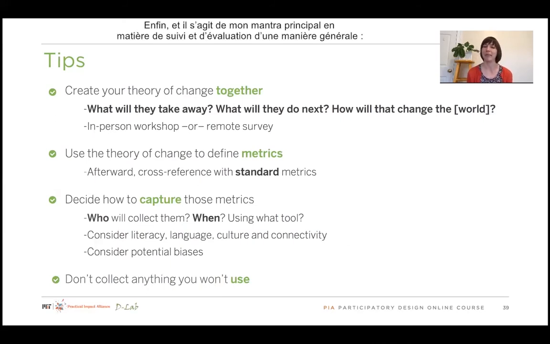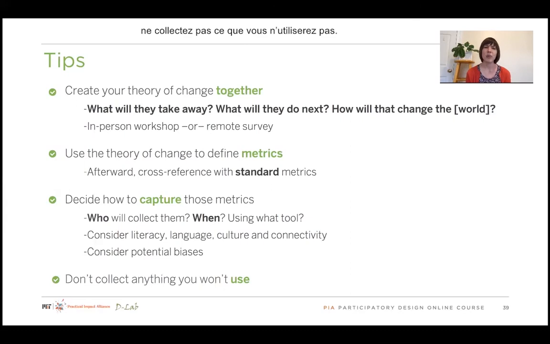And finally, this is my biggest mantra in the realm of monitoring and evaluation in general: don't collect anything you won't use. Our industry suffers from an over-collection problem where we think, oh, it would be nice to know this and that, and all of a sudden we have a list of 1,000 indicators we want to collect. It's expensive to collect information. It's burdensome to participants to collect a ton of information from them.